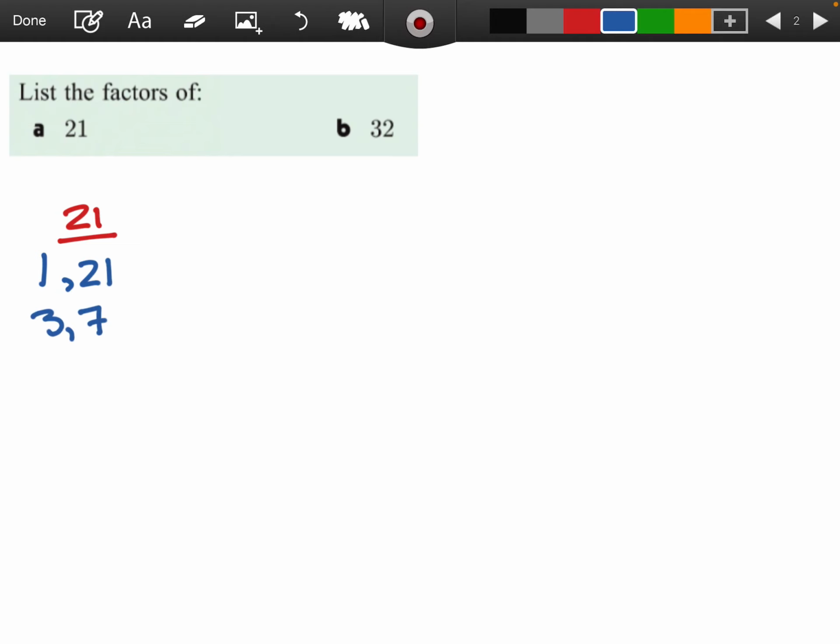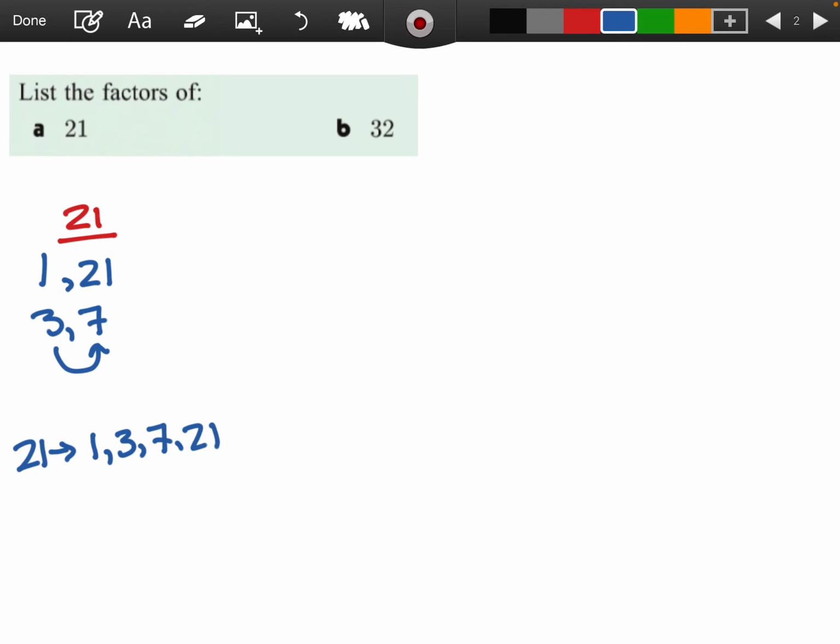And then once the next number that I'm going to try is already in my list, as 7 is, then I know I've gotten all of them. And I don't need to do 8 through 21 because if 8 through 21 was a factor, it would have already appeared with a smaller number. So we are done. So the final thing that you want to do is list them out. So the factors of 21 are 1, 3, 7, and 21.